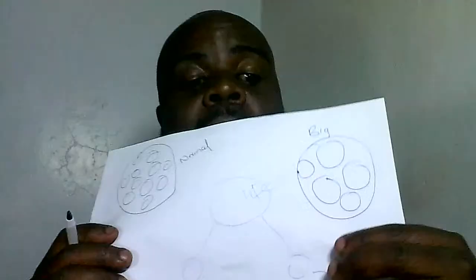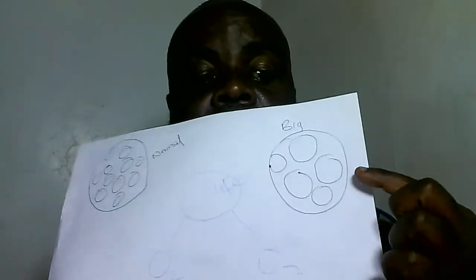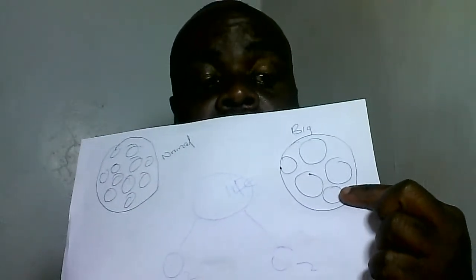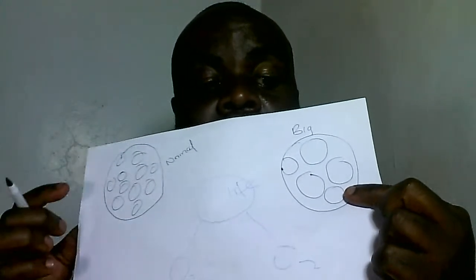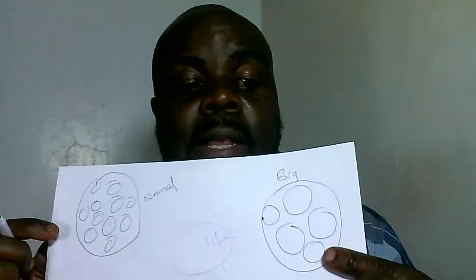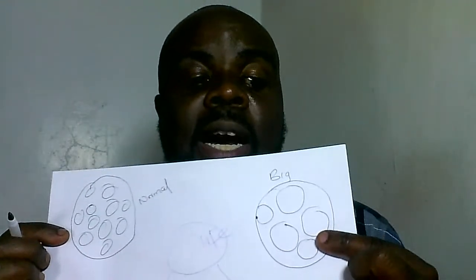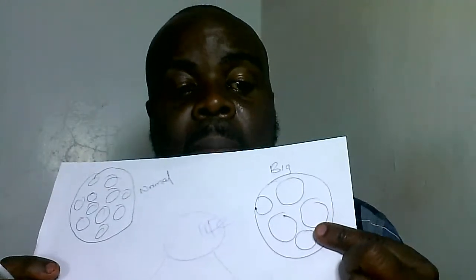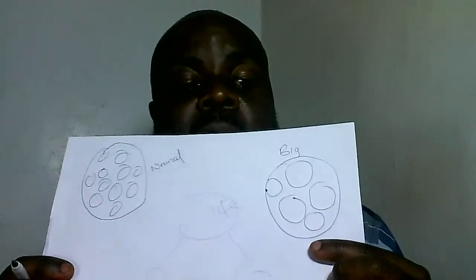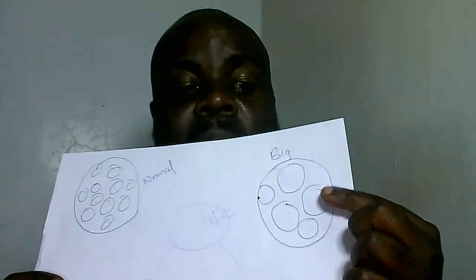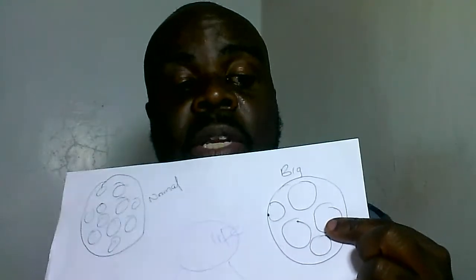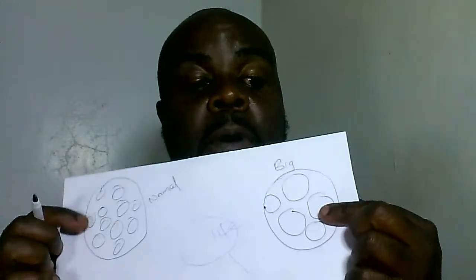So these are my red blood cells, the bigger ones, and these ones are the normal. The normal ones will carry more oxygen, but the bigger ones will carry less oxygen. So that is what megaloblastic anemia means.